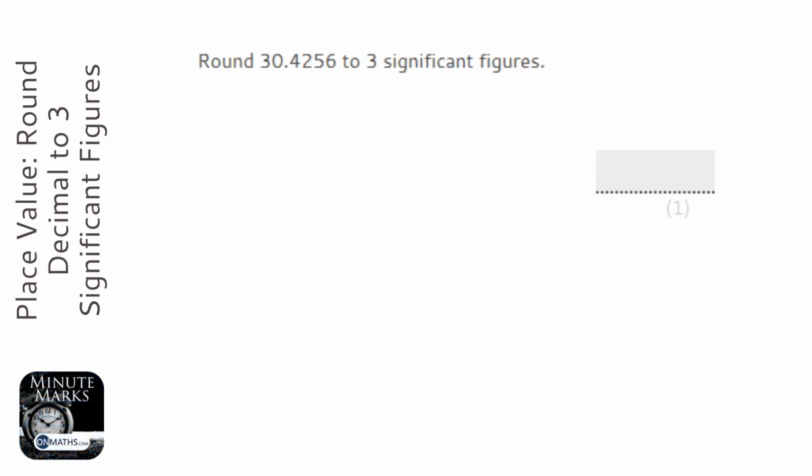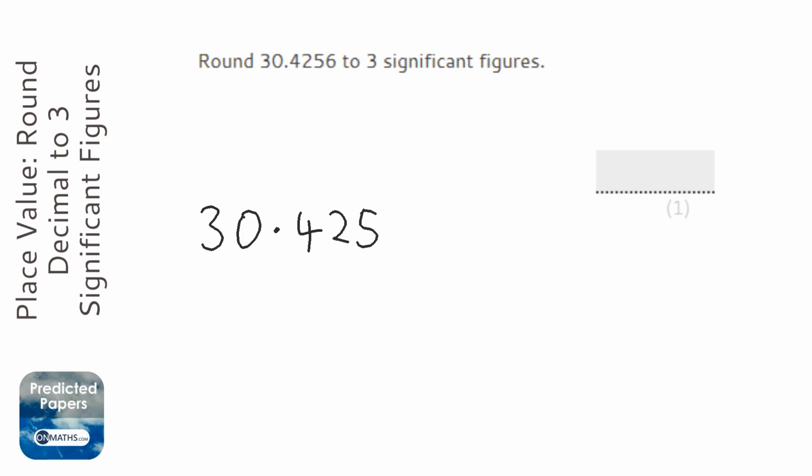Okay, so we're asked to round this decimal to three significant figures. So I'm going to start just by copying the decimal. Now, with significant figures, we start counting at the start of the number, right here. With decimal places, we start counting at the decimal point. So we're going to count three significant figures. So 1, 2, 3. So the line's going to go here.